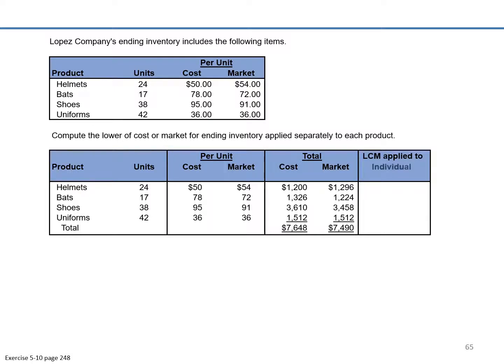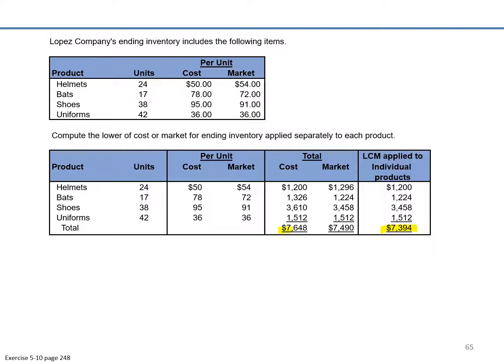So then the lower of cost or market applied to individual products, we're going to report our helmets at which one, cost or market? The lowest cost, right? Bats would be reported at market because that's lower. Shoes would be reported at market as well because that's lower. Uniforms are the same, doesn't matter. So our lower of cost or market would say we have to value our inventory at $7,394.